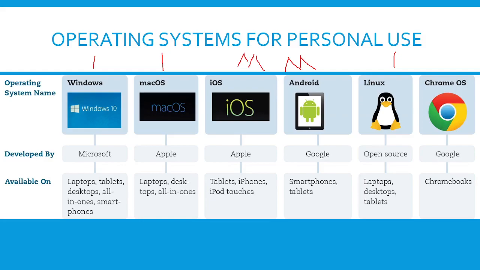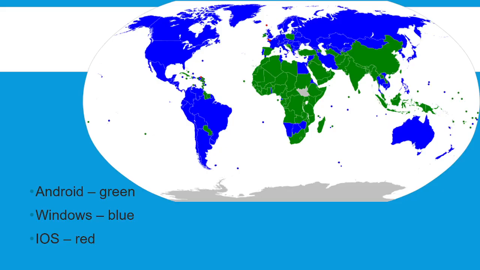I do have some numbers in here from when I made this PowerPoint a few years ago. Here we go. Windows for personal computers is around 79.24% of personal computers. Mac is on 14%. Chrome is about 1.5%, and Linux is about 2%.